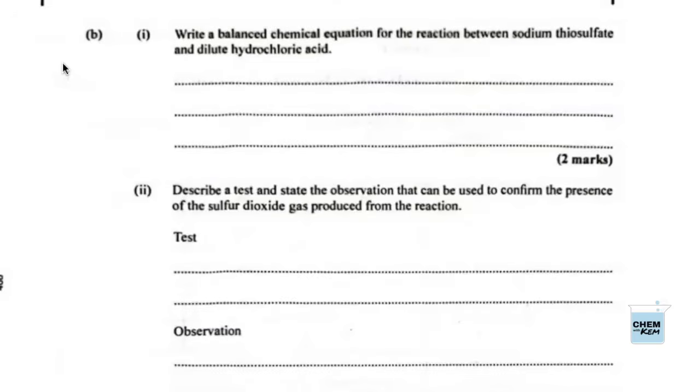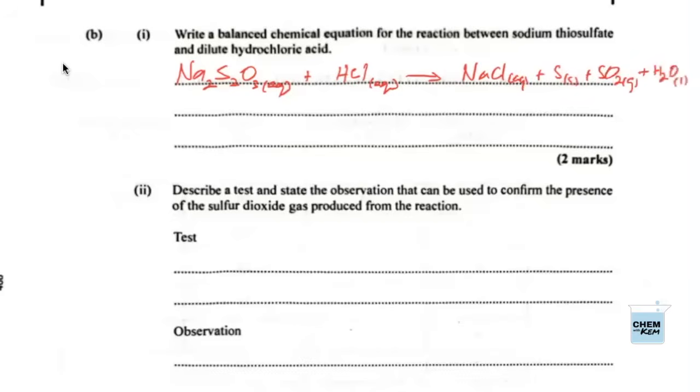So part 1 of 1B, write a balanced chemical equation for the reaction between sodium thiosulfate and the dilute hydrochloric acid. They gave us the formula for sodium thiosulfate. That will be in an aqueous medium reacting with hydrochloric acid, HCl, which is also aqueous. Now that will give us salt, sodium chloride. We will get solid sulfur, sulfur dioxide gas, and water. Of course, we'll have to balance.